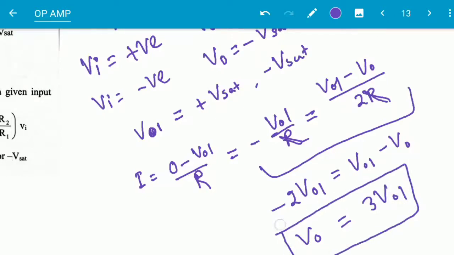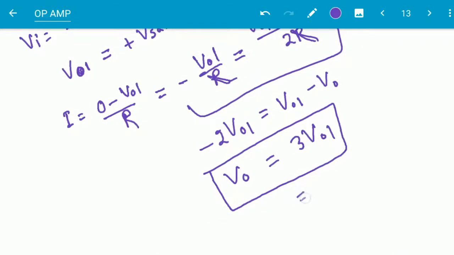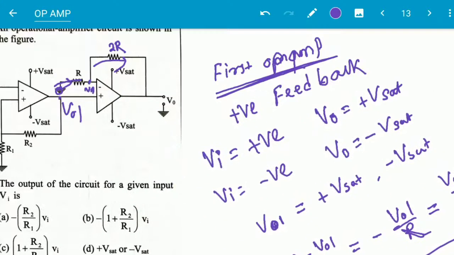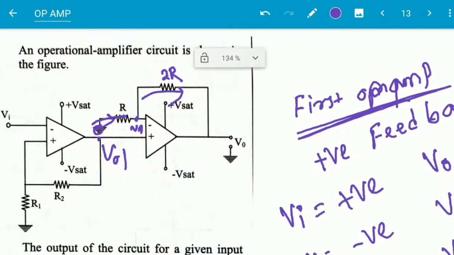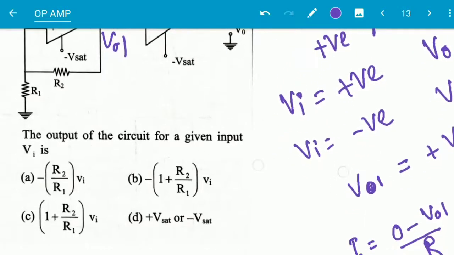So V01 itself is saturation voltage, V saturation, either positive or negative. So output voltage is also 3 times the saturation voltage, that means it exceeds the saturation voltage of the second op amp, because the saturation voltage of first and second op amp are same, that is V saturation, positive or negative, anything. So the answer will be D, that is positive saturation voltage or negative saturation voltage.